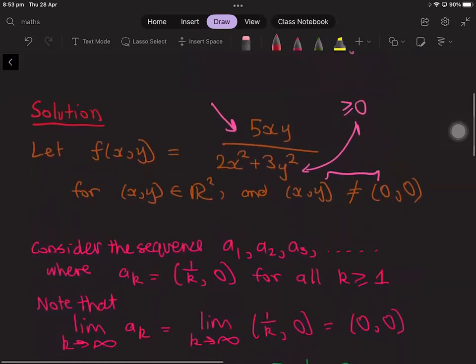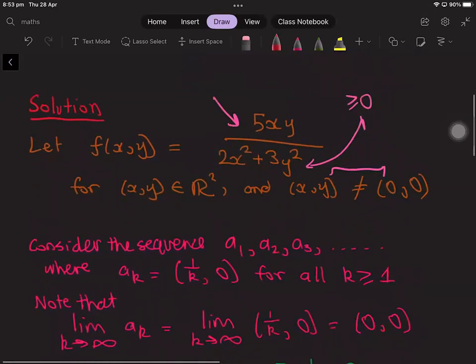So the first sequence of coordinates I'll look at is the sequence a1, a2, a3, and so on, where ak is defined to be 1 over k, the x coordinate, and 0, the y coordinate, for all k at least 1. So the y coordinate is fixed at 0, and the x coordinate will be 1 over k. What we see is these coordinates will limit towards the origin because the y coordinate is fixed at 0, and the 1 over k will also approach 0 as k goes to infinity.